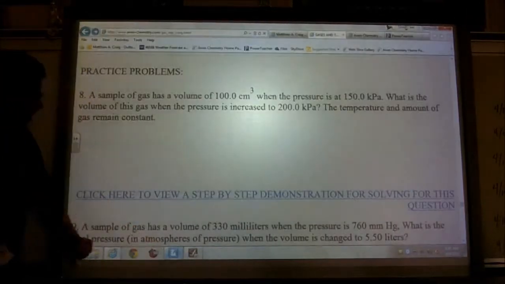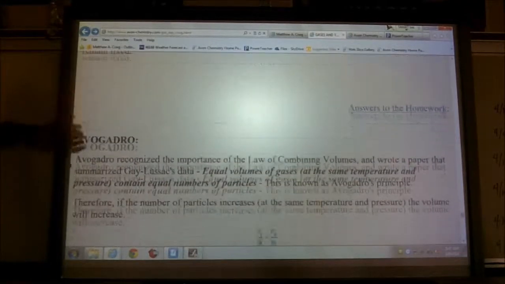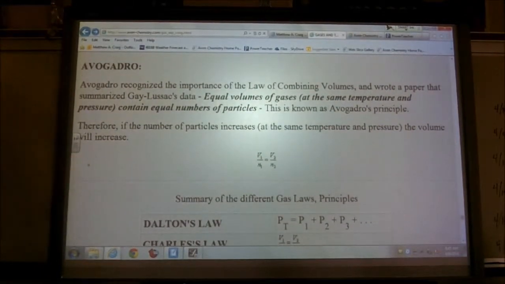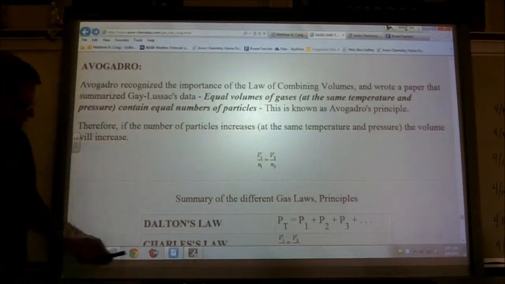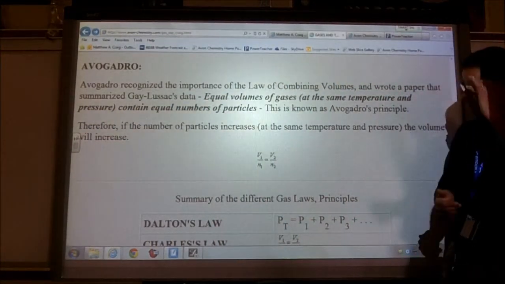And let's look at the last set here. And the 4s are part of your homework. Avogadro. Okay. The last one before the demos. Like guacamole.